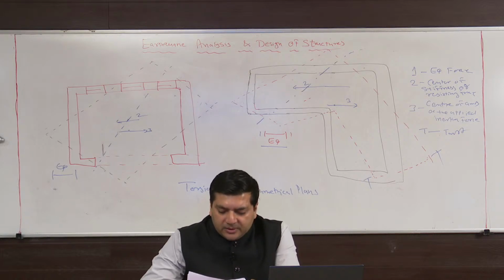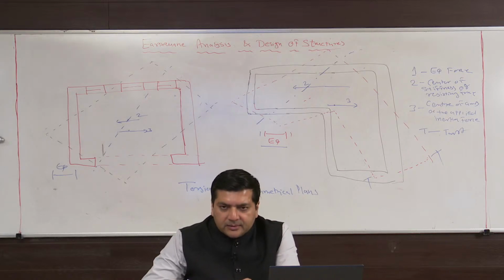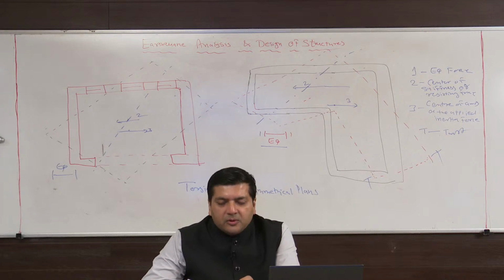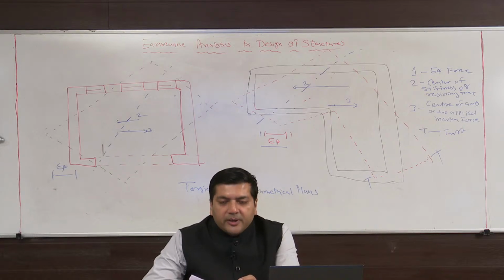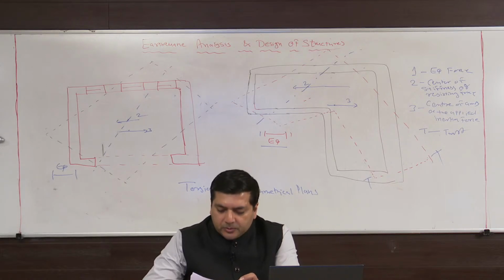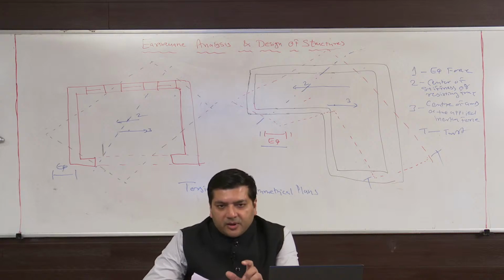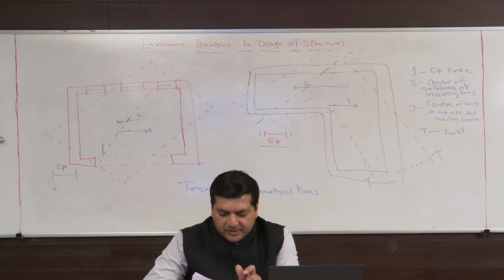While the resisting force acts along the direction of the force or opposite? Opposite. While the resisting force acts opposite to the inertia force. And on which point will it act? Point 2. Acts opposite to the inertia force on the center of stiffness, in bracket point 2. And ultimately what does it result in? Twisting effect will come, right?